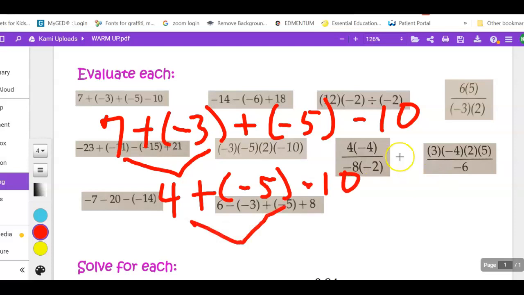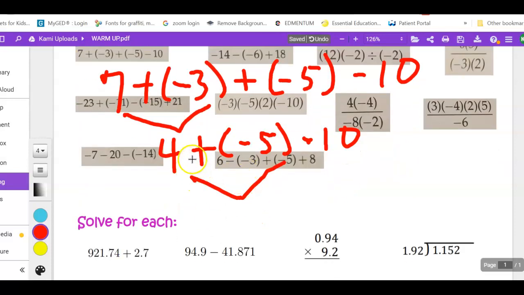Next, I'm going to take a look at this part. All right. Now that's a positive 4 plus a -5. Again, you have a positive plus negative. What do we do when we have a positive plus negative? Step 1, we subtract to find the difference between the two. What's the difference between 4 and 5?